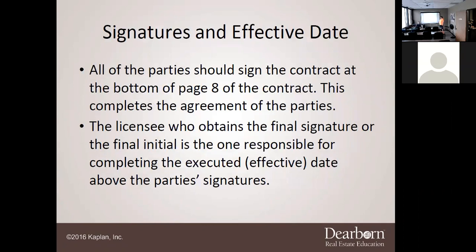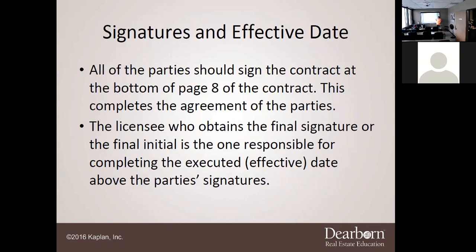Signatures and effective date. All the parties should sign the contract at the bottom of page 9, not page 8, page 9 of the contract. This completes the agreement of the parties. The licensee who obtains the final signature or the final initial is the one responsible for completing the executed date, or the effective date, above the party signatures.